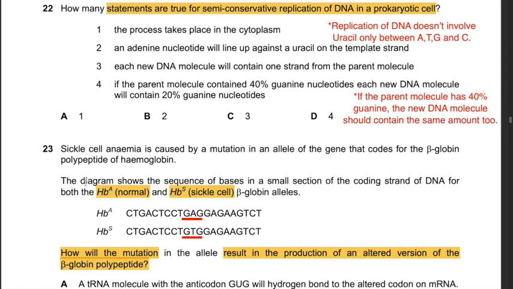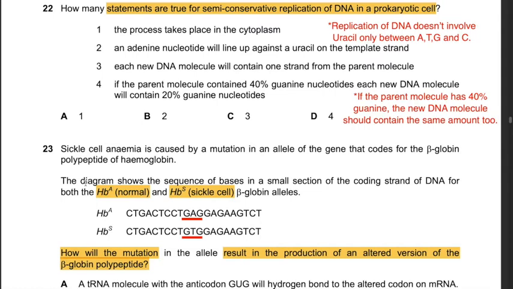Now over here they're talking about semi-conservative replication of DNA, and DNA replication does occur in the cytoplasm as prokaryotic cells have no nucleus. Therefore statement 1 is correct. Statement 2, an adenine nucleotide will line up against uracil, that is only in RNA. Over here they are talking about DNA replication, hence statement 2 is incorrect. Statement 3, each new DNA molecule will contain one strand from the parent molecule. That is correct, as in DNA replication the original strand will uncoil, leading to each strand acting as the template strand or the parental strand.